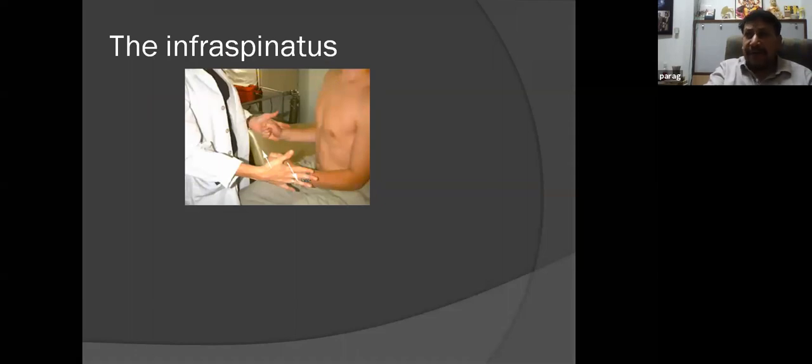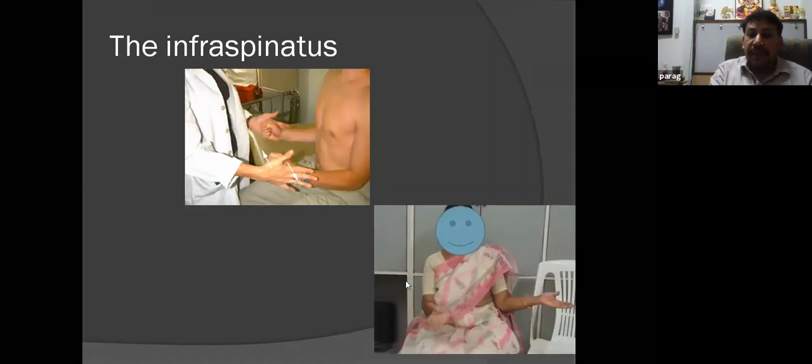The infraspinatus, I'll show you the videos also, and hopefully most of them might run. Now, the supraspinatus is a muscle which is responsible for initiating your abduction and your rotation, but the strength of the rotation comes from the infraspinatus. Okay, so this is how you would check your infraspinatus: with elbows by the side of your body, you ask the patient to push your palm against resistance. That is how you test the infraspinatus.